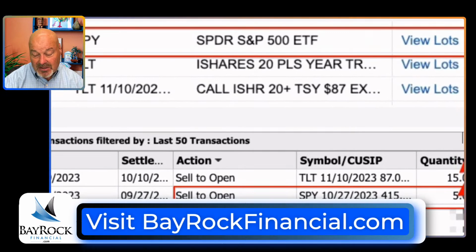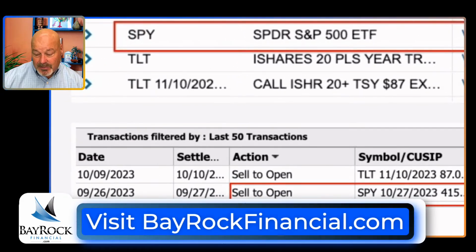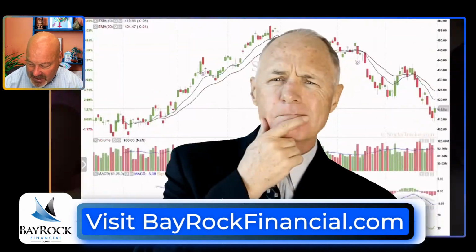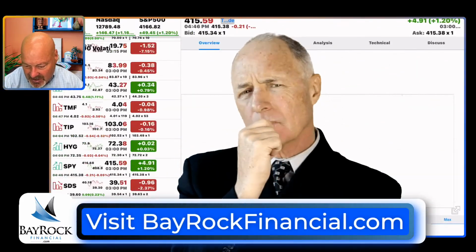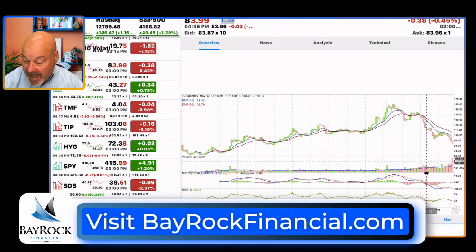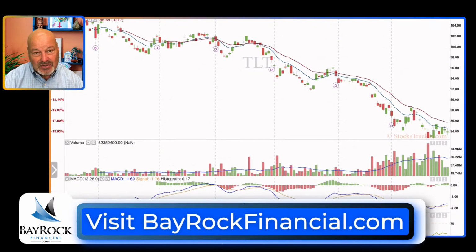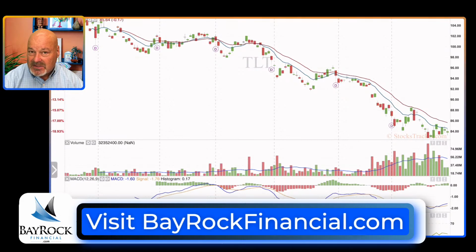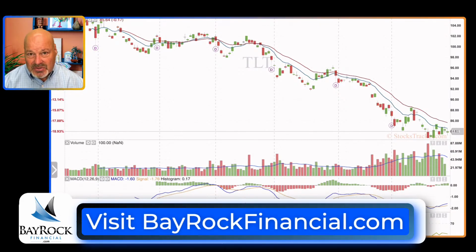And eventually TLT is going to have a rip snorting uptrend. And let me just show you that chart real quick so you can see what I'm talking about. TLT has just been hammered, and it has to do with yields, with interest rates, with inflation, and I did a post earlier on that.